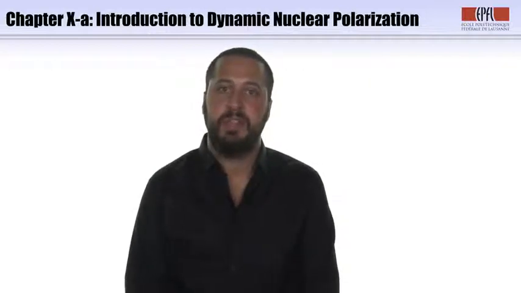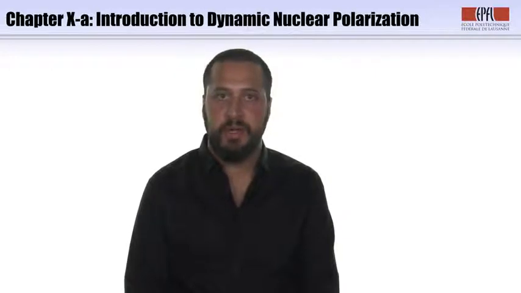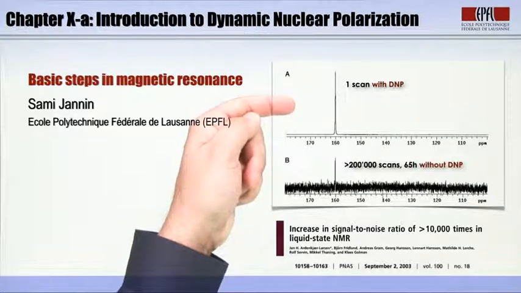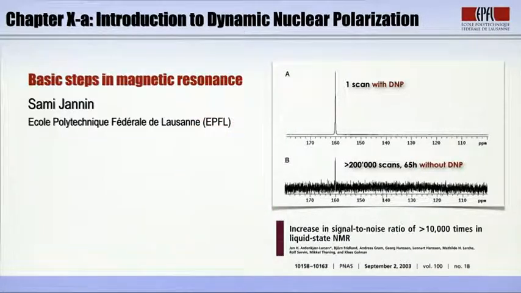Today we shall be talking about dynamic nuclear polarization, and this is going to be the first part of this chapter. This picture shows you one of the most famous DNP experiments. On the upper side here, you can see a spectrum measured on a urea sample with a single scan with DNP. On the lower side here, you can see the same spectrum measured without DNP with 200,000 scans in 65 hours. According to the authors of this paper published in 2003, the enhancement provided by DNP exceeded 10,000 folds.